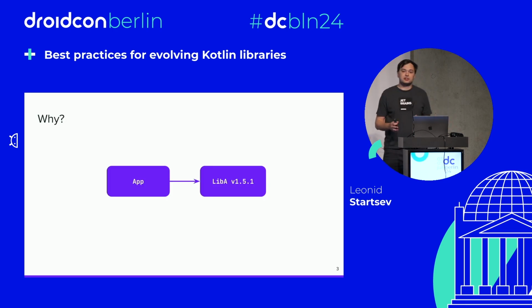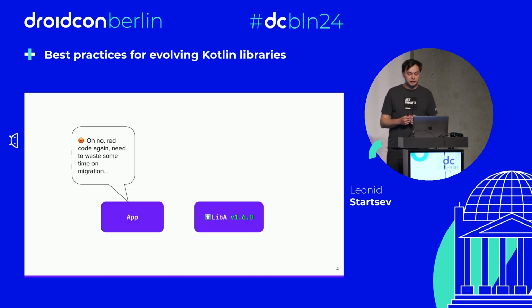So let's consider the following situation. We have an application and some library, version 1.5.1. The application uses this library and everything goes well. And then the next release of this library came out, 1.6, and probably it has some method deleted. And so the application author, when they update their library dependency, now sees some red code, some missing methods. They have to waste some time on migration to the new version of the library.